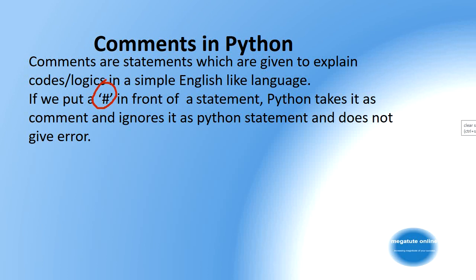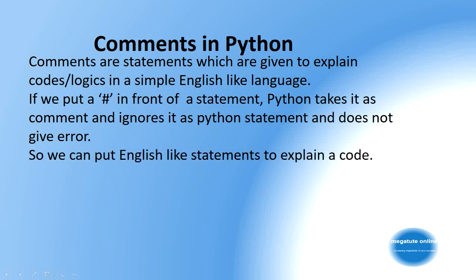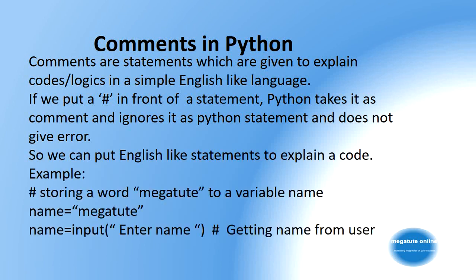How do we do that? Let's see in this particular example. Here we have put a statement with a hash symbol in front, and we say that storing a word magnitude to a variable name. And next line, we have the Python statement. So the compiler is going to ignore this statement as a Python command, and it's not going to give any error. Otherwise, if you had not put this hash, it would have given you a compilation error. All right, so this is the way you put a comment.